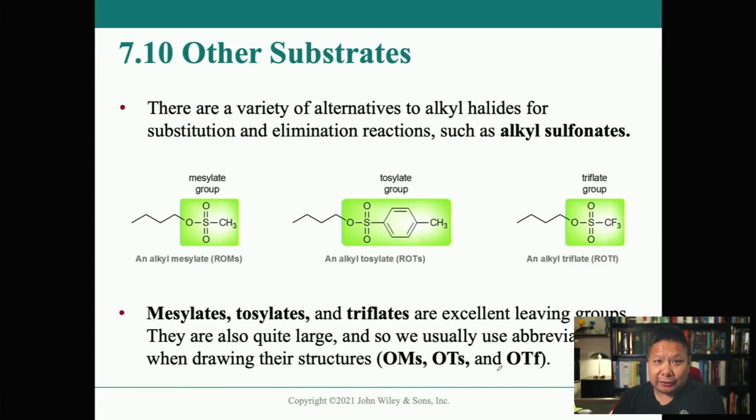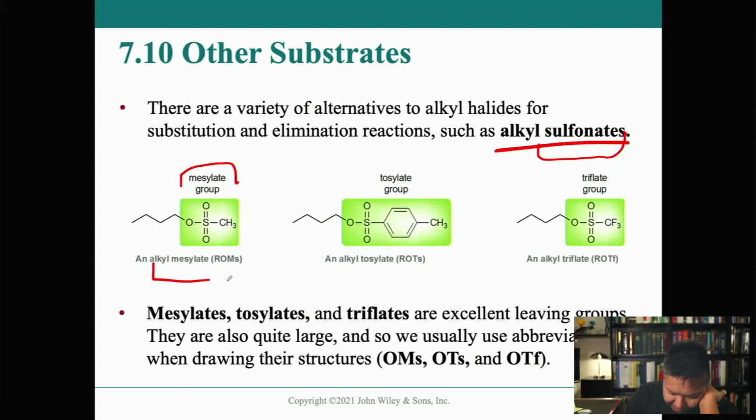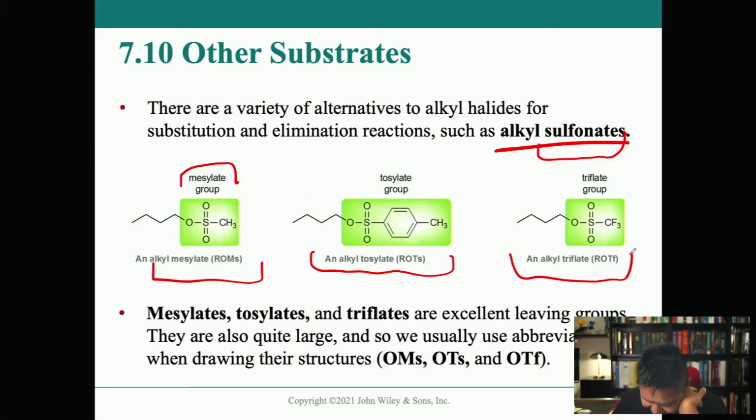So there are a variety of alternative alkyl halides for substitution and elimination reactions, and these are also known as the alkyl sulfonates. Oh, remember last lecture, I was like, that leaving group, I have no idea what that thing is called. That's what this is called. It's called a sulfonate, right? We have three sulfonates here. We have the mesylate group, or alkyl mesylate. We also have alkyl tosylate, and we have alkyl triflate, right?